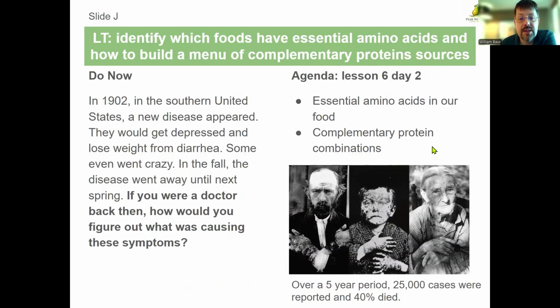On day 2 of this lesson, we start to look at our diet and where these amino acids come from in our diet. And so we start this lesson with a medical mystery that puzzled scientists at the turn of the century. There's a description of these symptoms, and then we have students guess, if they were a doctor, how they would figure out what was happening?